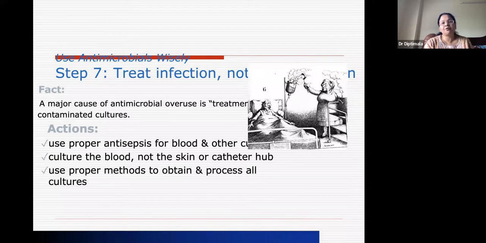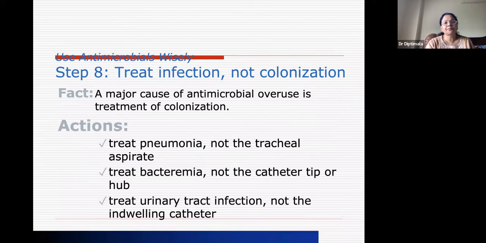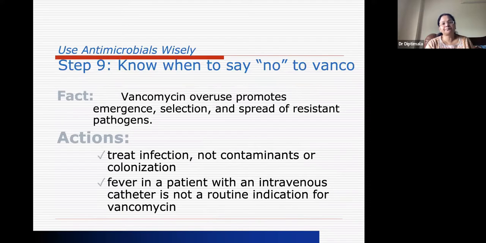Treat infection, not colonization. So this is very important. Collection of the sample for culture again has to be in the experienced hands. A major cause of antimicrobial overuse is treatment of colonization. So treat pneumonia, not the tracheal aspirate. Treat bacteremia, not the catheter tip or hub. Treat urinary tract infection, not the indwelling catheter.